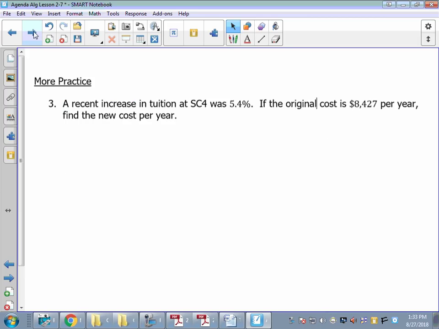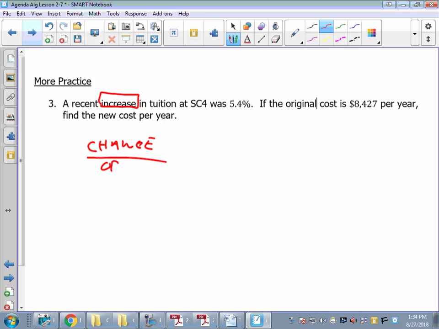A recent increase in tuition at SC4 was 5.4%. The original cost was $8,427 per year. Find the new cost. Okay? So we see right away it's an increase because it has the word increase there. It's an increase in tuition. And we've got a lot of stuff that they give to us already. So our proportion, remember, is going to be the change. What was the change over the original?